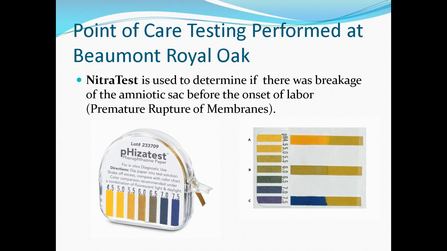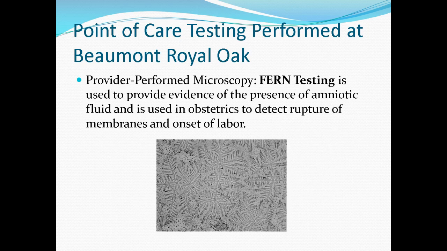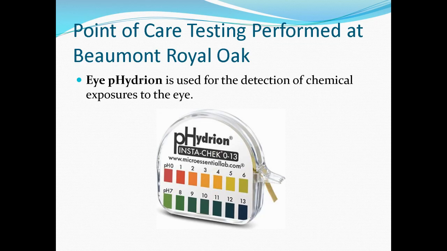The Nitrazine test is a pH-based test that is used to determine if there was the breakage of the amniotic sac before the onset of labor. Provider-performed microscopy, such as Fern testing, is used as a confirmatory test to determine if there is the presence of amniotic fluid. Hydrion testing is also pH-based testing used for the detection of chemical exposures to the eye.